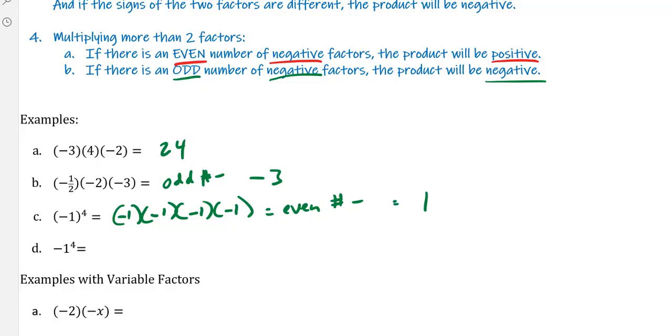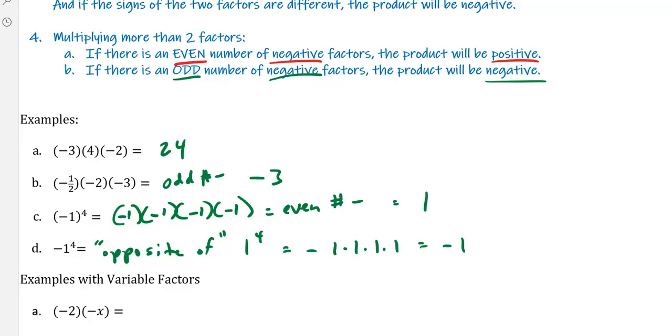Now this next one, you'll notice there is no parentheses. And that's important because if there's no parentheses, what that's saying is this is the opposite of 1 to the 4th power. If the parentheses aren't there, that's what that negative sign means. The opposite of 1 to the 4th power. Now 1 to the 4th power, so we're the opposite of 1 times 1 times 1 times 1, because that's 1 to the 4th power. 1 times 1 times 1 times 1 is just 1. And then we take the opposite of that, so that's going to be -1.